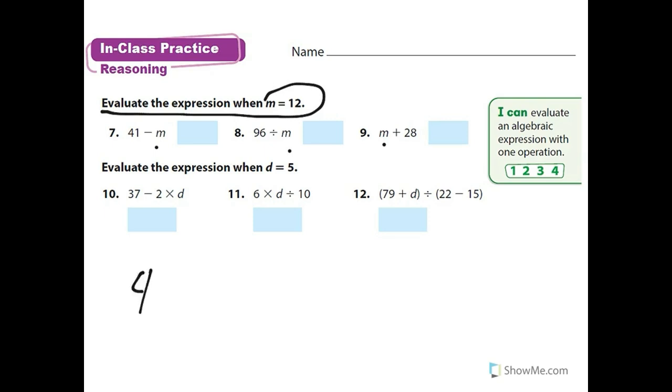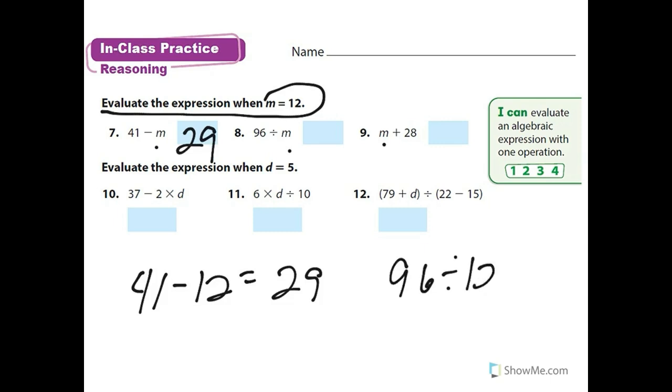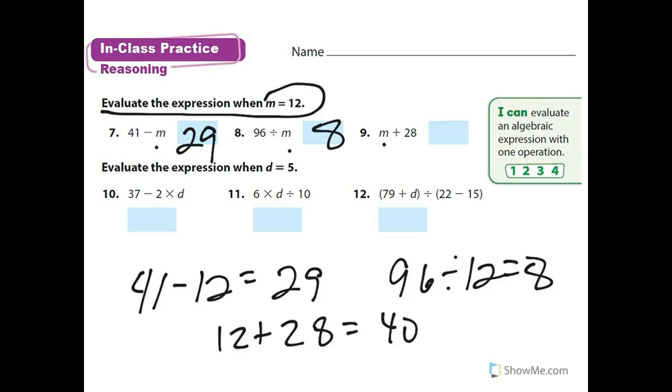All right, so 41 minus 12 is going to be 29. 96 divided by 12 is going to be 8. And then 12 plus 28 is going to be 40. Right? We're replacing m with 12 each time.